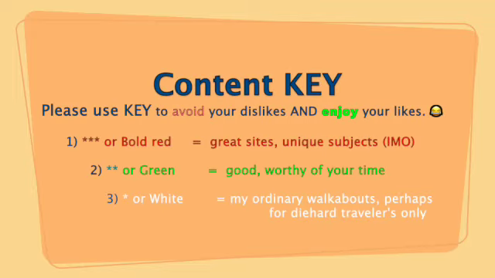Please use my content key to find what you might enjoy and avoid what you don't. This is how. First, open any of my videos and immediately stop the autoplay. Second, scroll below the video and click Show More. Third, scroll down through my video description and click on the blue timestamp number to the left of the subject with the number of asterisks that you might like.